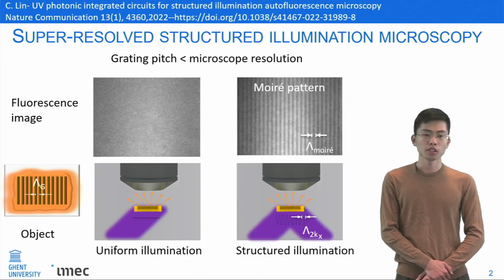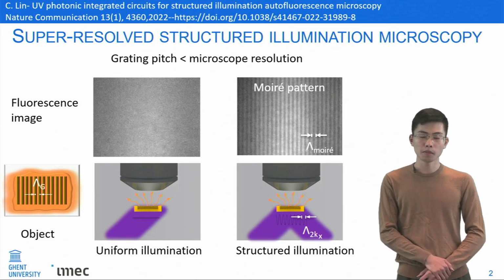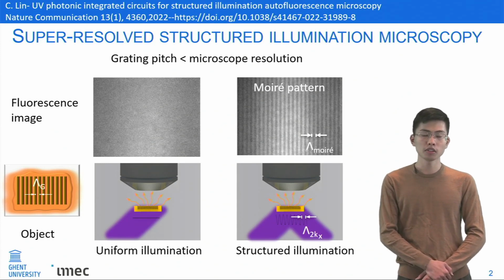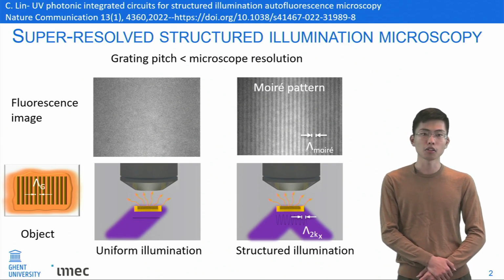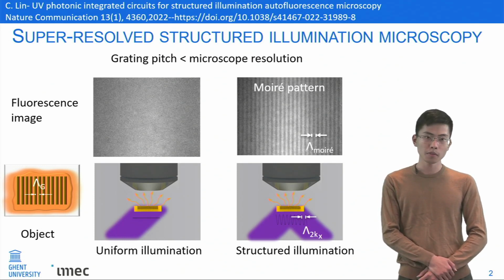Then we switch to structured illumination. We start to see the Moiré pattern. It is the pattern of the frequency mixing between the structured illumination and the fluorescence grating, and it is not the pattern of the structured illumination or the fluorescence grating alone.